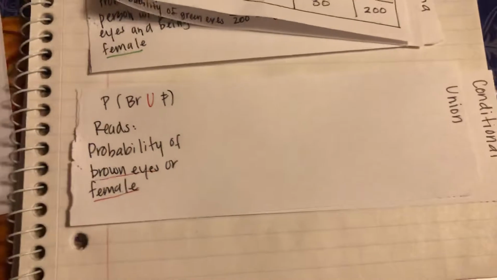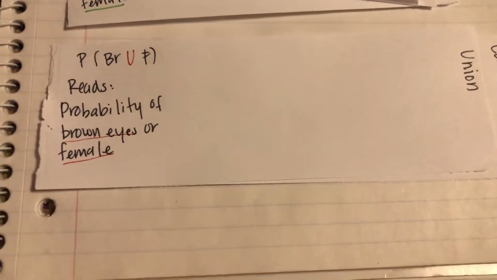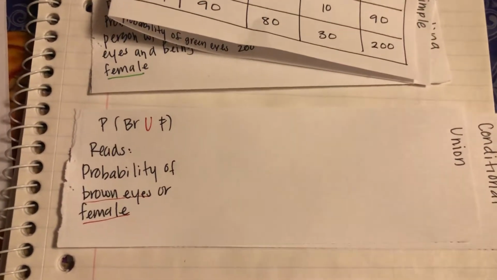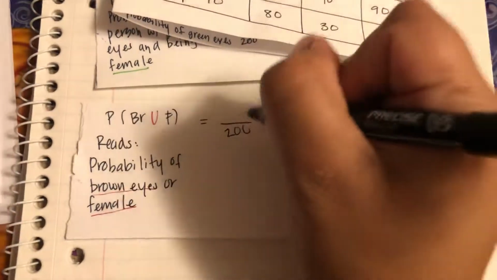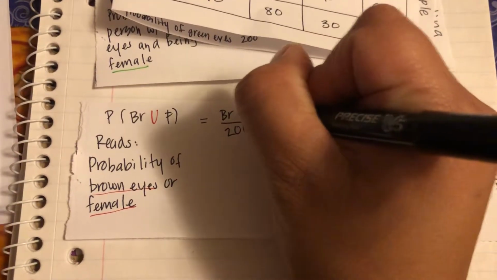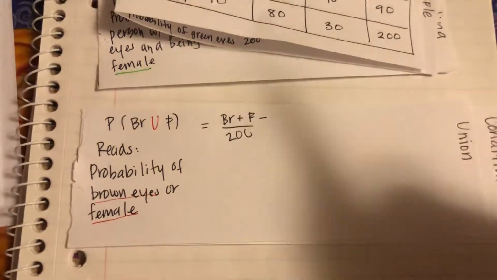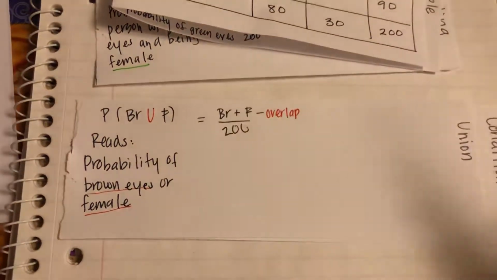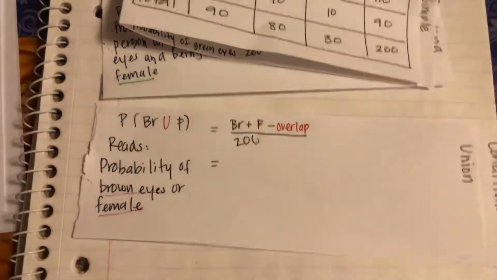So in order for us to make sure that we understand what we have to do, since this is union, okay, we are going to have to do that one with the opposite operation, which we spoke about in class. So we're gonna have the grand total of people, which is 200, and then what's gonna be on top is gonna be the probability of people with brown eyes plus the probability of female minus the overlap.